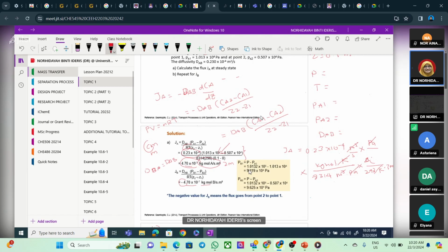But right now, RT and delta Z is similar with the previous one, only that now we change the PA1 into the PB1 and PA2 into the PB2. So here is the relationship. Okay, you know that inside the chamber, the total pressure is the PA1 plus PB1, the partial pressure of A at 0.1 and partial pressure of B at 0.1.